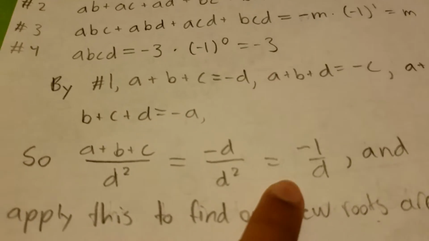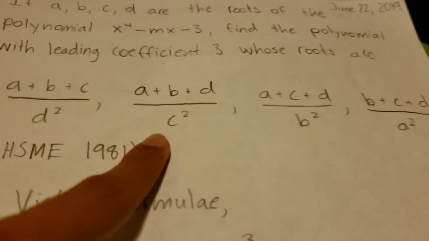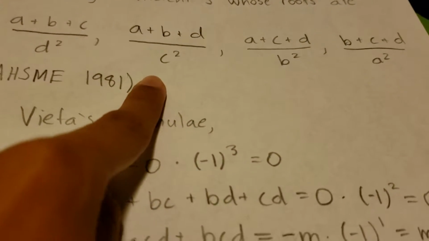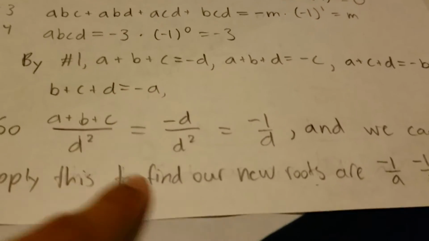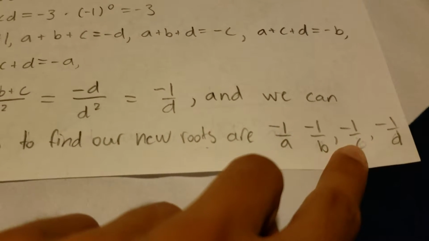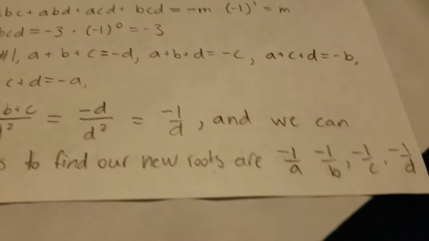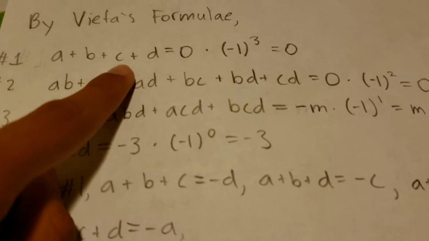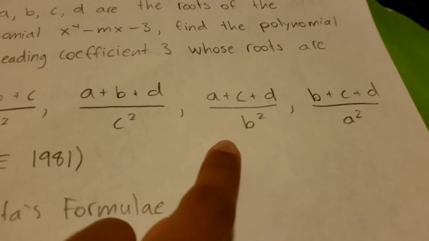How nice. We can do a similar application to these three other roots, and we find that the roots of the polynomial we're looking for are just negative 1 over a, negative 1 over b, negative 1 over c, negative 1 over d. Just apply the same technique, except instead of subtracting d, subtract c, subtract b, or subtract a, and plug into these three other roots that we need to find.